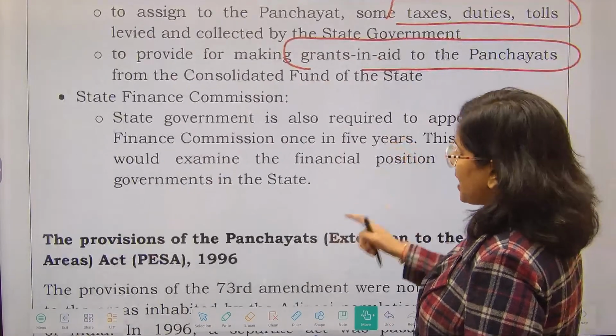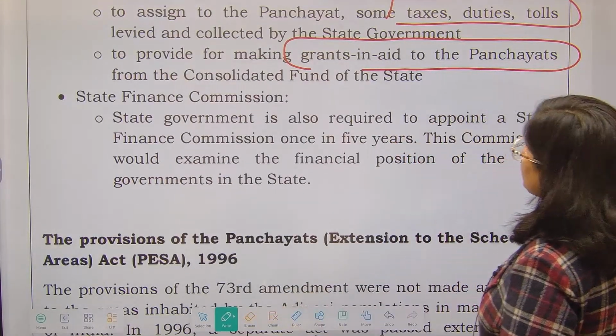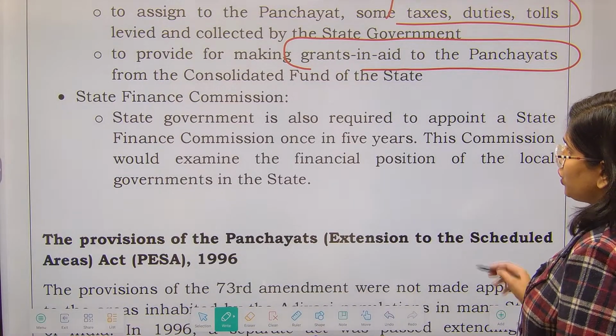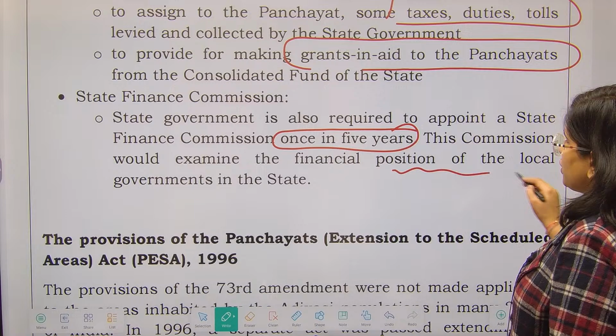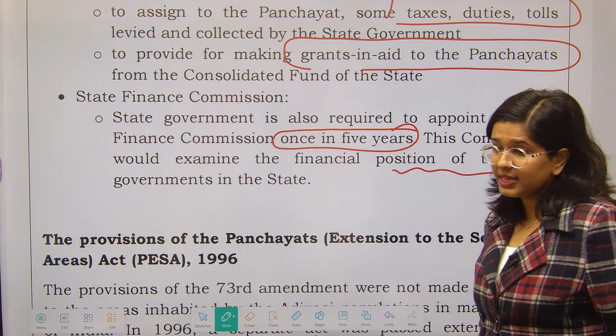Then we have the State Finance Commission. The state government is also required to appoint a State Finance Commission once in 5 years. This commission would examine the financial position of the local governments in the state.